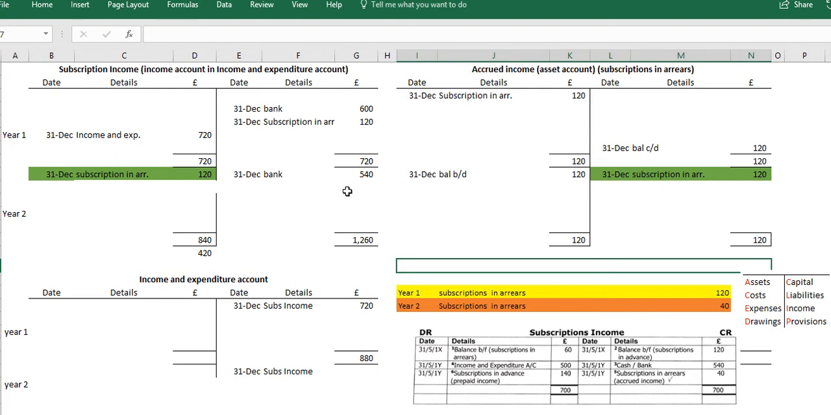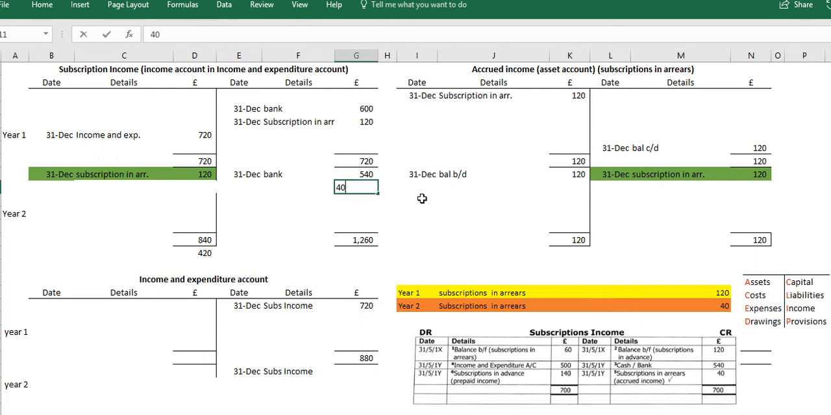So the subscription in arrears of £40 we're going to include in our income. So subscription in arrears, 31st of December. And we have done a credit here, so we would need to do a debit within our accrued income account of £40 as well. So that is subscription in arrears of £40.